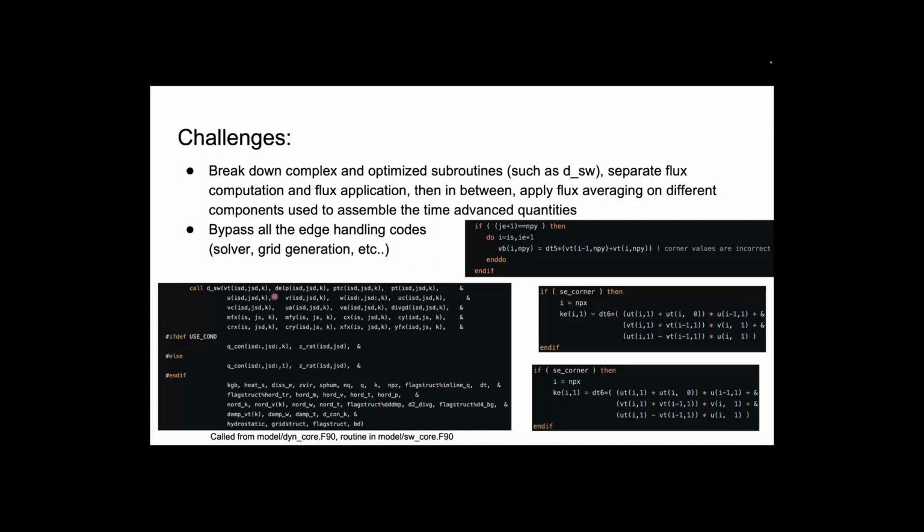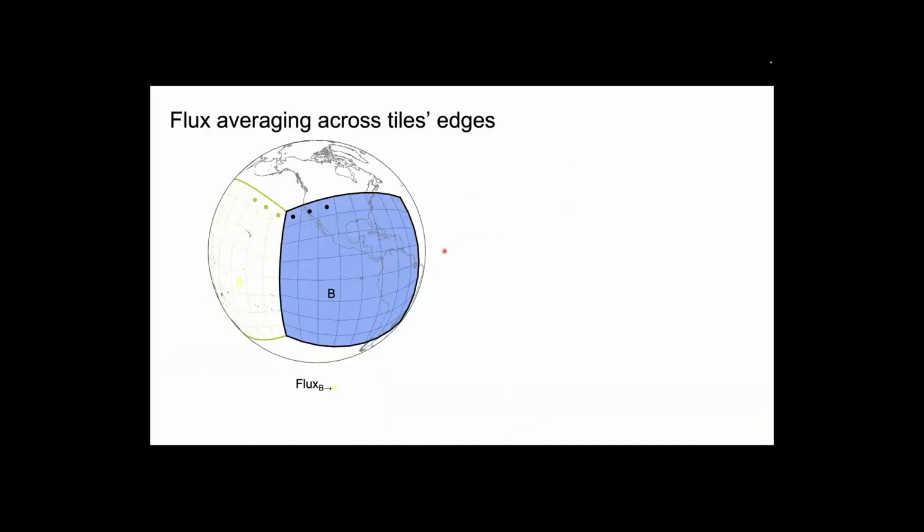And one last issue is basically breaking down the shallow water solver to apply flux averaging and bypass all the edge handling code. So this is a snapshot of the shallow water solver and a different snapshot for the edge handling code. So why do we have to do flux averaging over the tile edges?